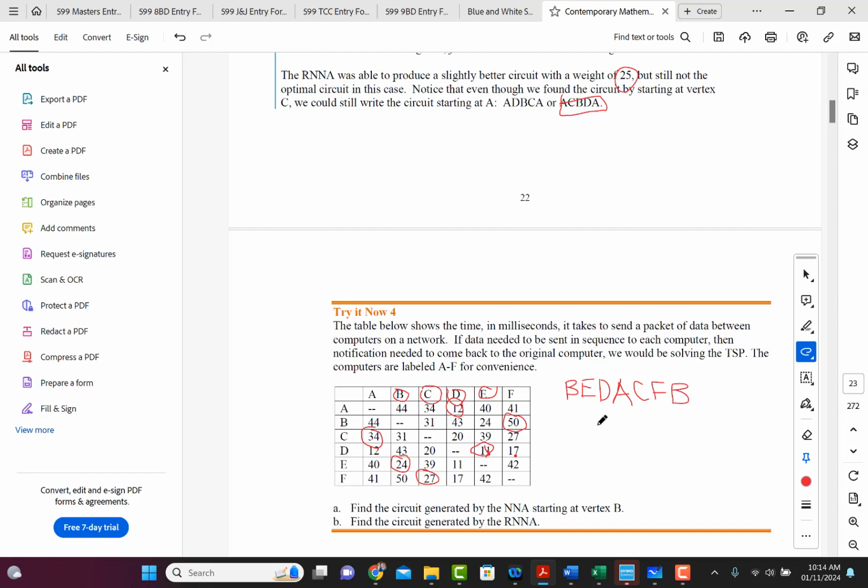Okay, now it says find the circuit generated by the repeated NNA. Okay, so this gives us what? Well, let's see here. This gives us 138. Okay, 138. Right? Okay, so let's erase. This doesn't really do a good job erasing.